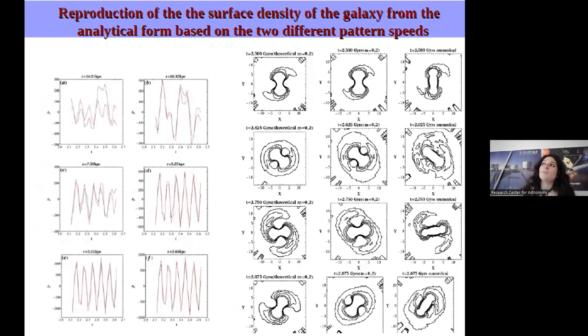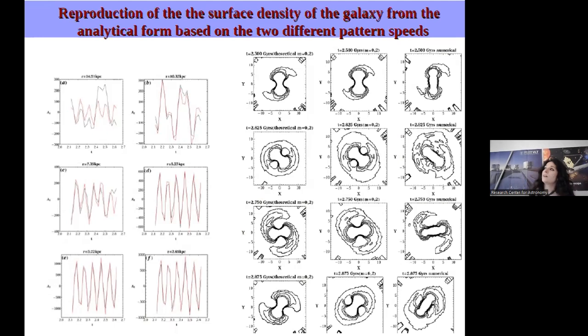Here I present some experiments in order to testify whether our analytical form for the surface density can reproduce the numerical surface density that we get directly from the n-body. These are the time series of the m equal 2 mode. The red one is produced through the NAFF algorithm, and the black one is what we get directly from Fourier analysis of our n-body simulation. We can see that in most cases they are in good agreement.